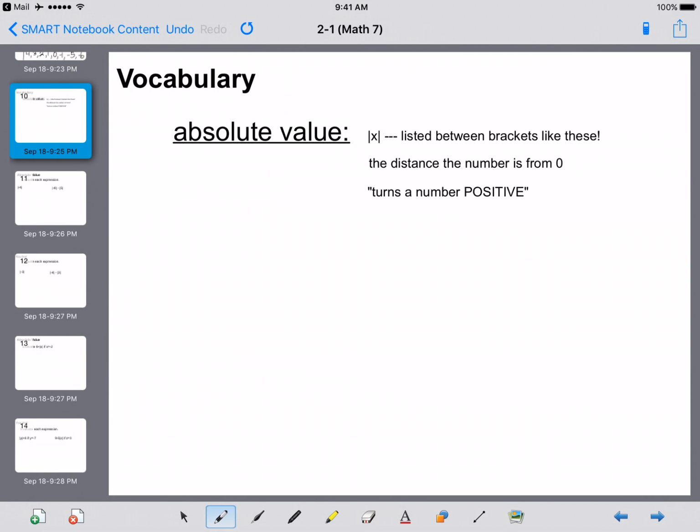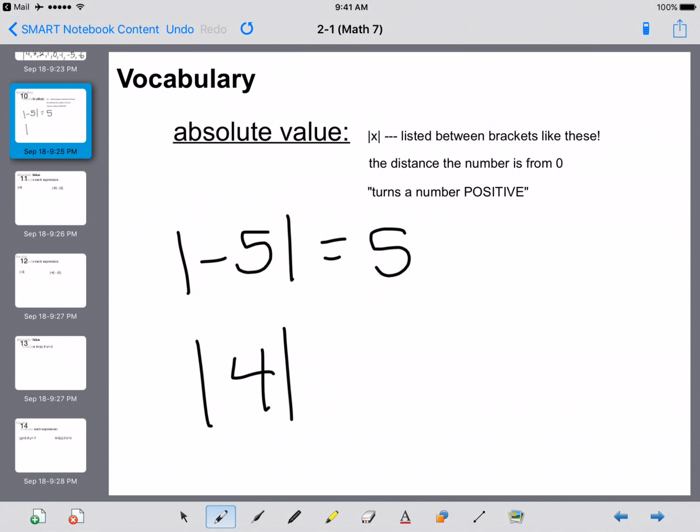Now we're adding in absolute value. An absolute value is listed in between brackets like those listed there. They're straight lines. It is the distance the number is from 0. So it turns a number positive. The absolute value of -5 is 5. The absolute value of 4 is just straight up 4. So something only changes if there's a negative number in those brackets.